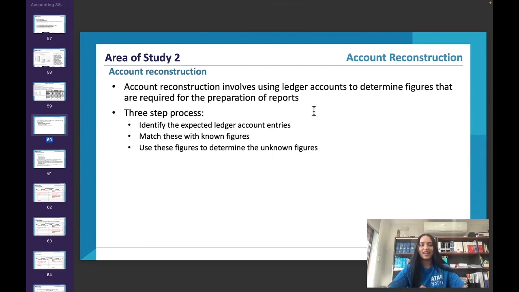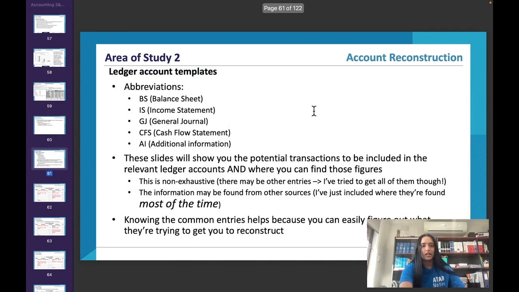Okay, and then another thing that's really important is account reconstruction, which involves using ledger accounts to determine figures that are required for the preparation of reports. And this is a 3-step process. You need to first of all identify the expected ledger account entries, and there'll be different expected entries for the different types of ledger accounts. Match these expected entries with the figures that we know, and then use these figures to determine the unknown figures, or what's not given to us.